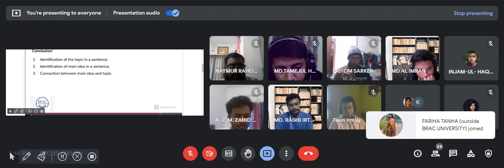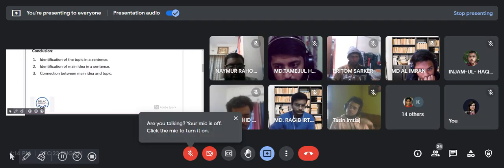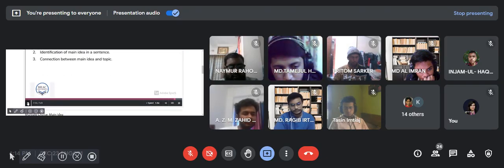In this session, we have learned how to identify a topic in a sentence, followed by how to identify a main idea in a sentence, and finally, what is the connection between main idea and topic. For further clarification, please.